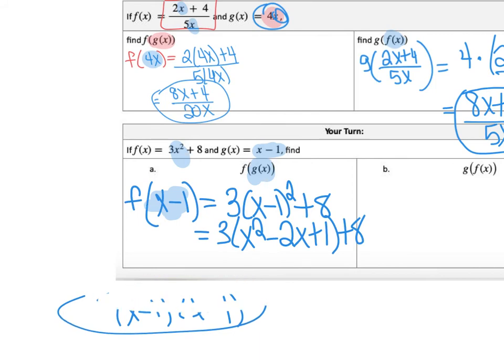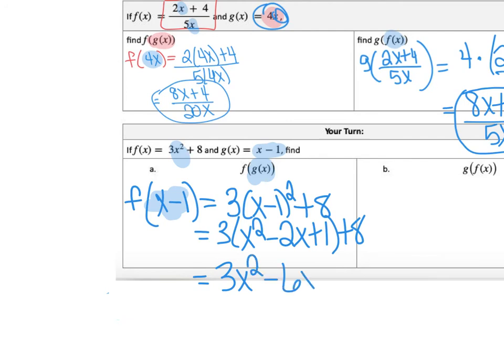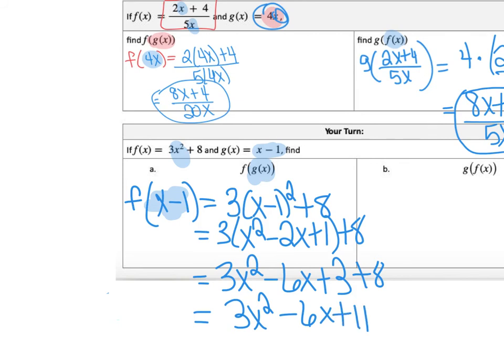Now we need to distribute that 3 in there, so we have 3x squared minus 6x plus 3, and then we bring down that 8. So our final answer would be 3x squared minus 6x plus 11. So when we evaluate our function f of x for g of x, we get 3x squared minus 6x plus 11.